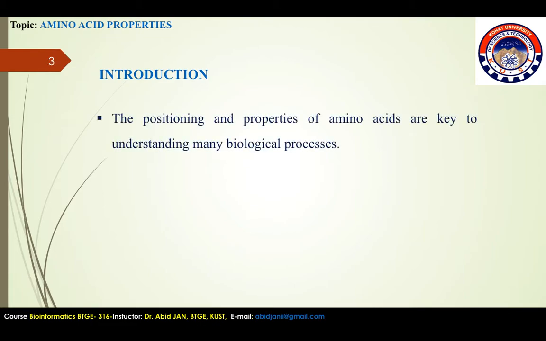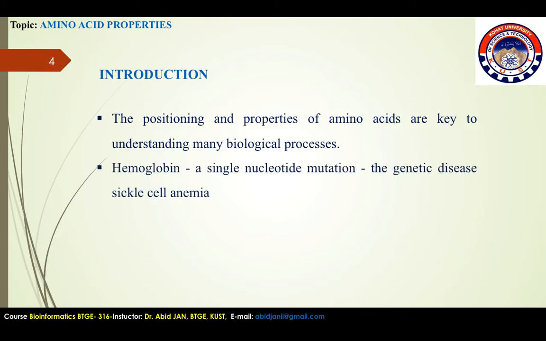Since the earliest protein sequences and structures were determined, it has been clear that the positioning and properties of amino acids are key to understanding many biological processes. For example, the first protein structure, hemoglobin, provided a molecular explanation for the genetic disease sickle cell anemia. A single nucleotide mutation leads to a substitution of glutamate in normal individuals with valine in those who suffer the disease.